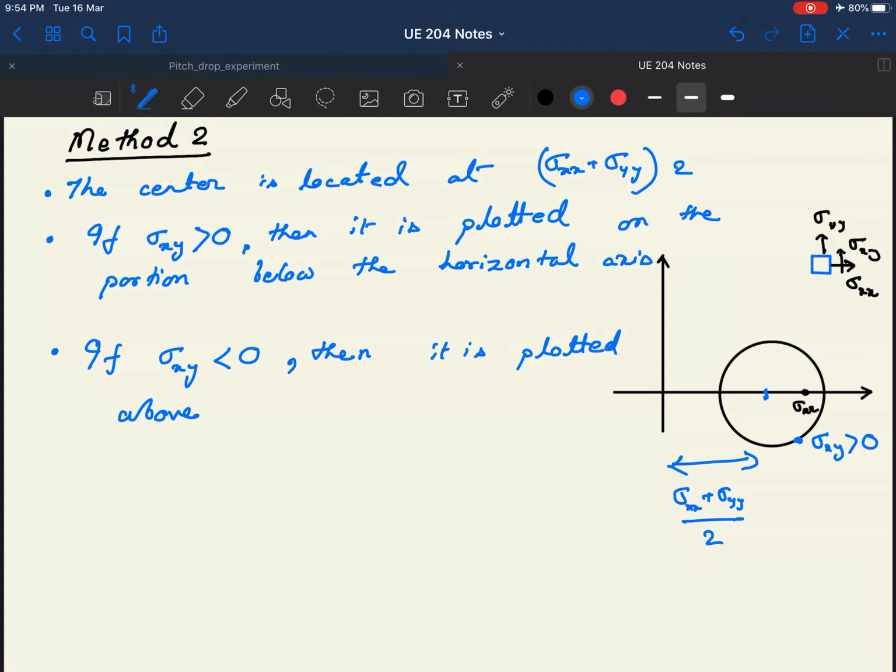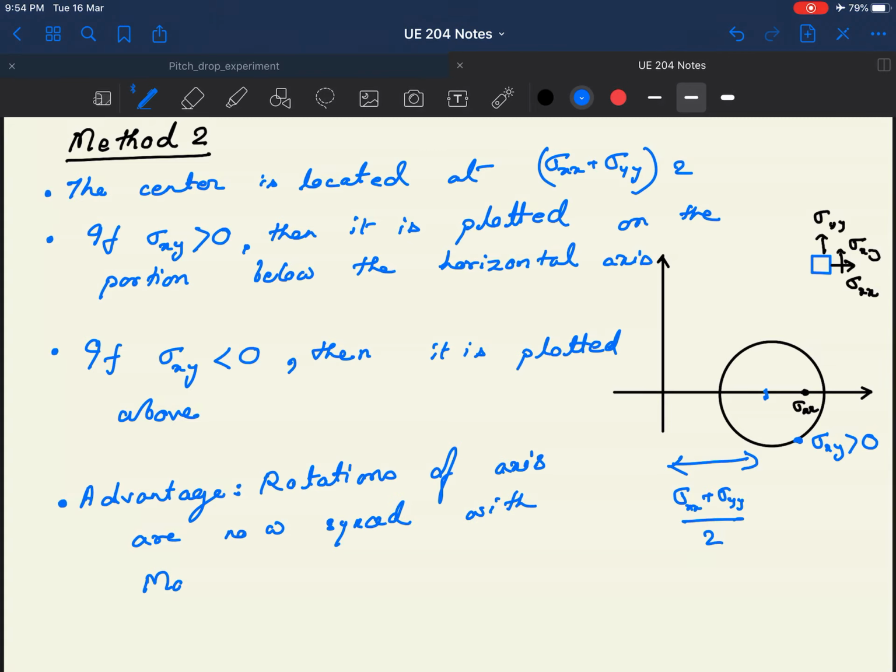And the reason this is used is because by making the sigma xy axis go downward, what you are doing is orienting this axis downward, and the advantage here is that the rotations of axis are now synced with the Mohr circle. Okay.